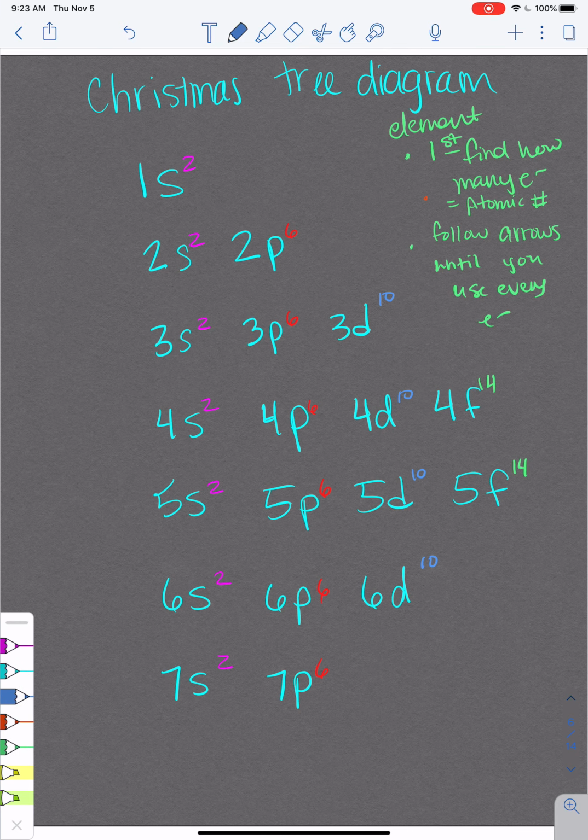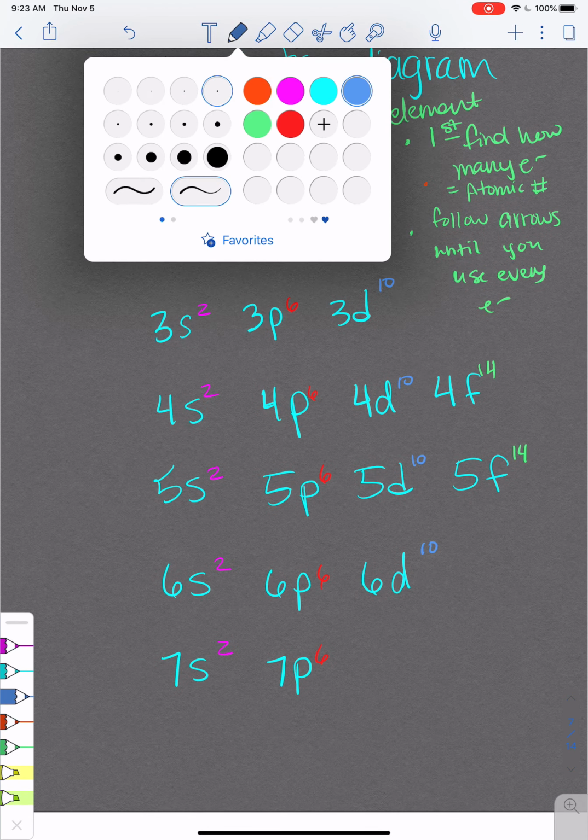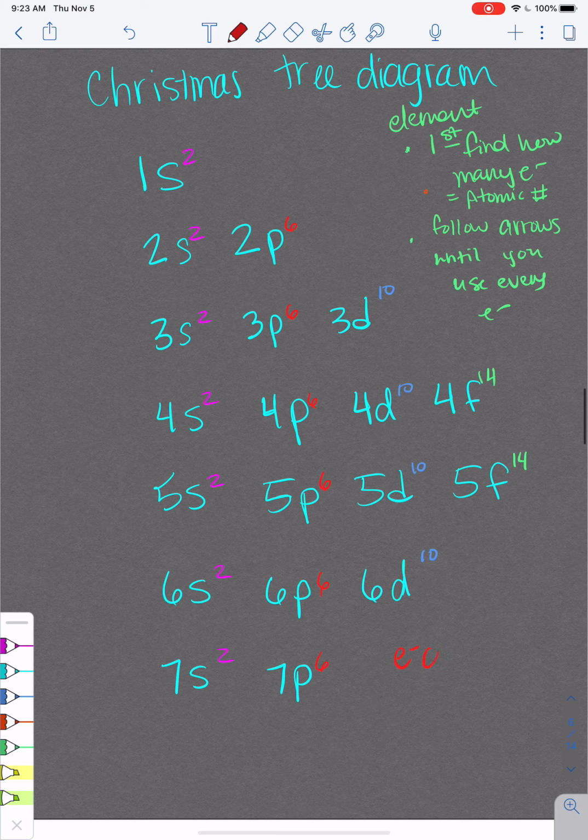If I want to do the electron configuration for, let's do magnesium.